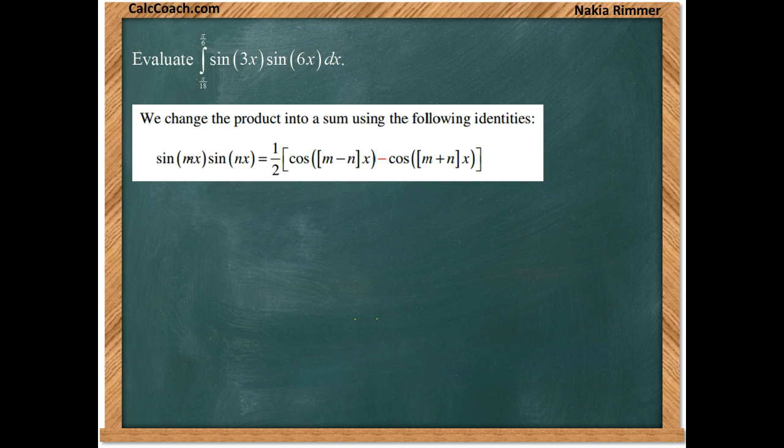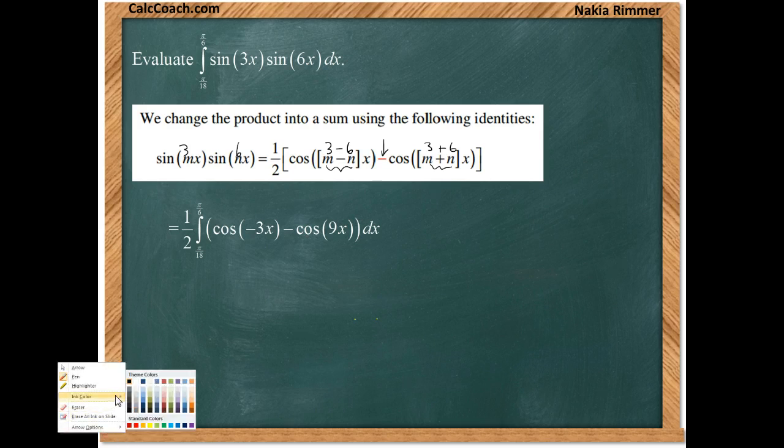So we take the two multipliers and subtract them. And then we take the two multipliers and add them. And they become the multiplier on cosine. So playing the role of m is 3, playing the role of n is 6. So we get 3 minus 6 and 3 plus 6. So we're talking about the cosine of negative 3x minus, the formula has a minus in it there, the cosine of 9x. Okay. And we can integrate both of these.